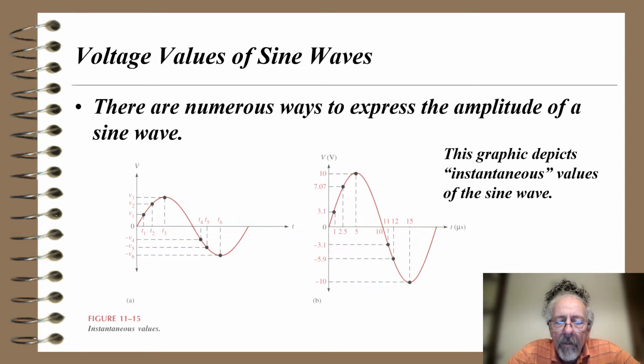And it turns out after 1 microsecond, the voltage is 3.1 volts. After 2.5 microseconds, the voltage is 7.07 volts. After 5 microseconds, or 1/4, or 90 degrees, the output is 10 volts, the maximum. At 10 microseconds, the output is 0. At 11 microseconds, it's minus 3.1 volts. At 12 microseconds, minus 5.9 volts. And at 15, or 3/4 of a cycle, it's the maximum negative, or minus 10 volts.